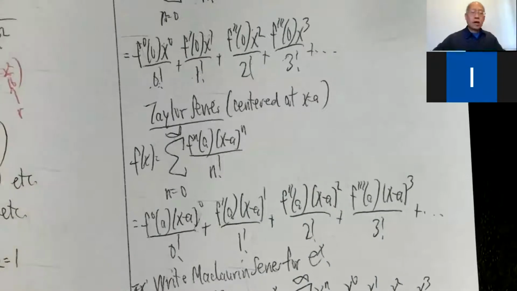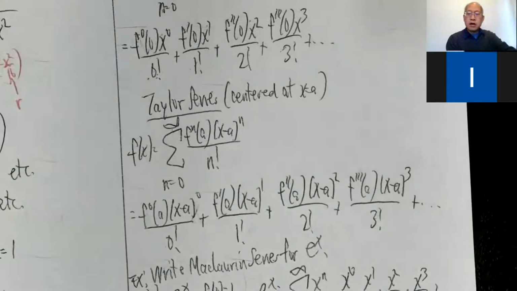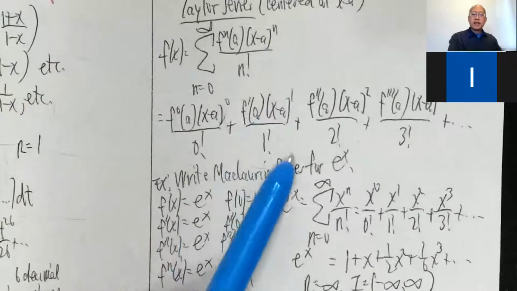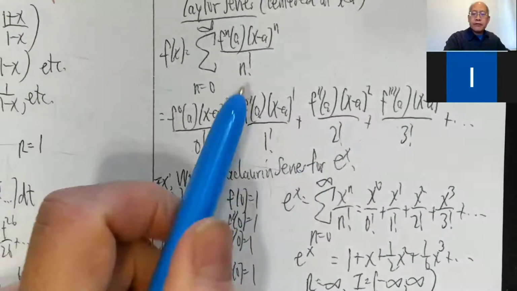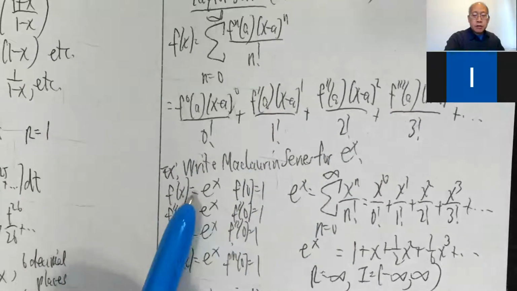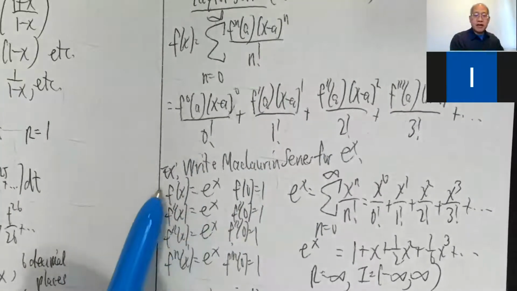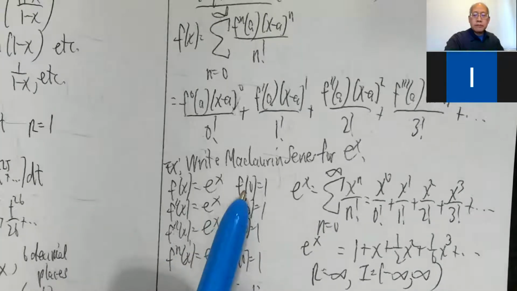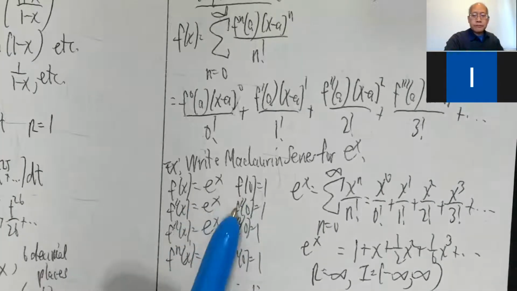Okay, and then just for fun, I will show you the derivation of e to the x. So write a Maclaurin series for e to the x. So we need to take derivatives of e to the x, but that's easy. All the derivatives of e to the x are e to the x: f prime, f double prime, f triple prime. Then I plug in 0, they're all 1.